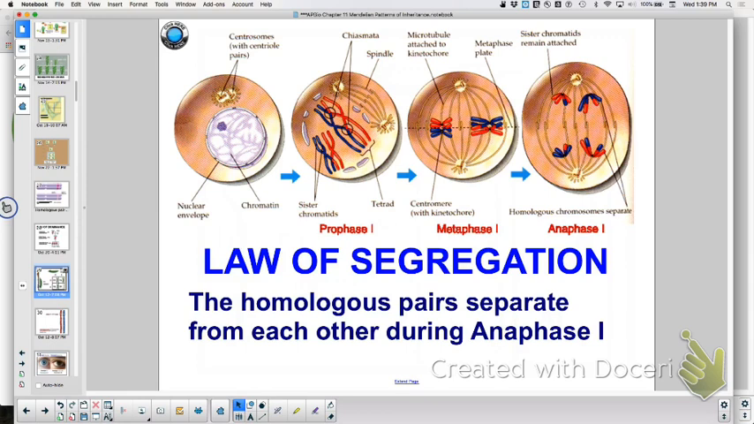So in summary, each individual has 2 factors, alleles, for each trait. The factors segregate or separate during the formation of gametes, in anaphase 1. Each gamete contains only one factor from each pair of factors. Fertilization gives each new individual 2 factors on homologous pairs for each trait.